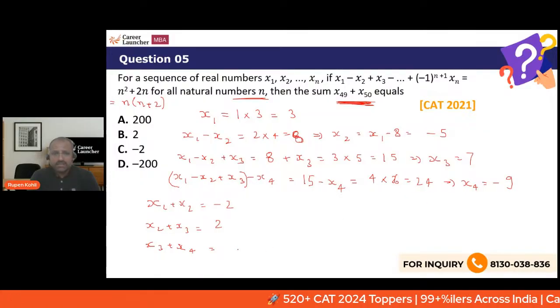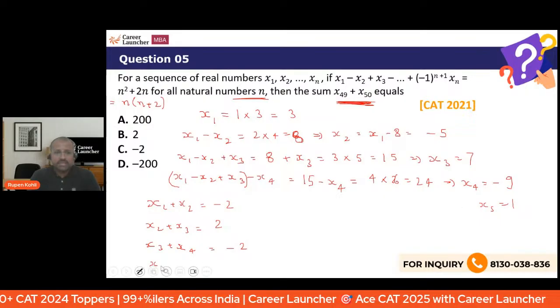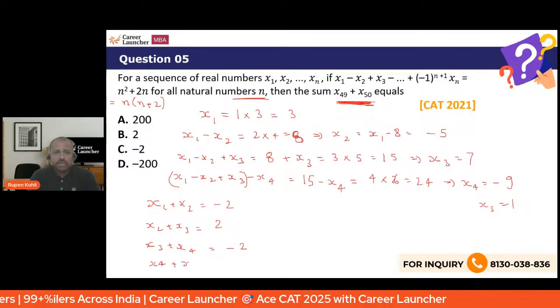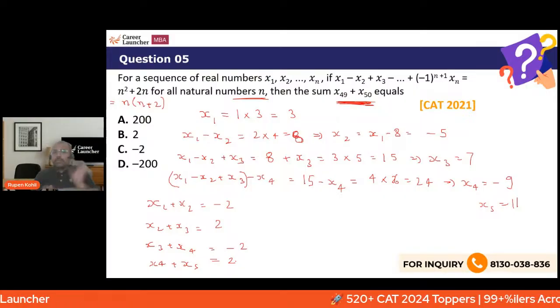7 plus minus 9, which is minus 2. We all know that x5 will be 11. So next, x4 plus x5 will work out to be minus 9 plus 11, which is 2. So what is happening? The sum of two consecutive terms is alternately minus 2 and plus 2.